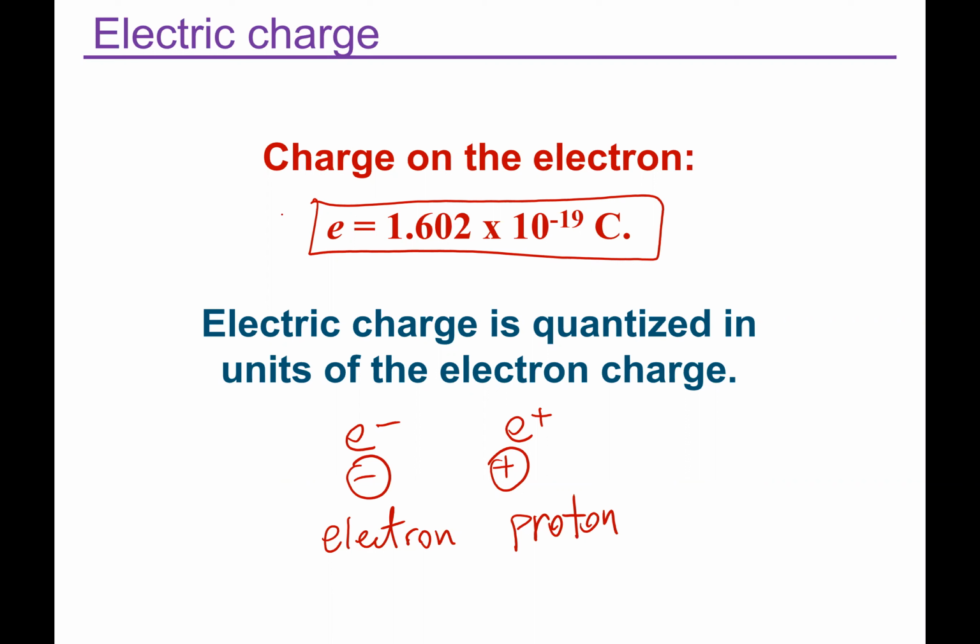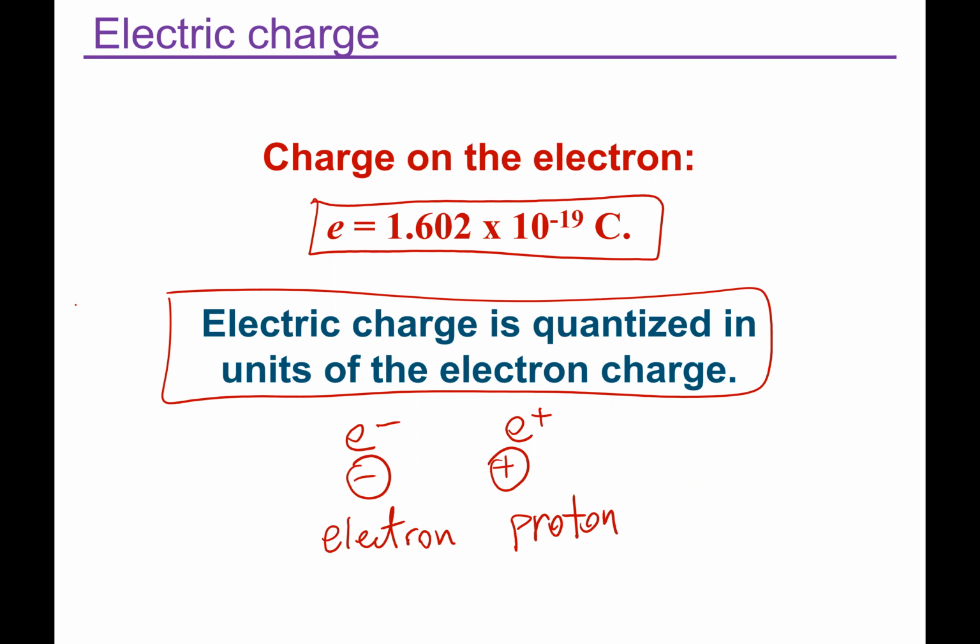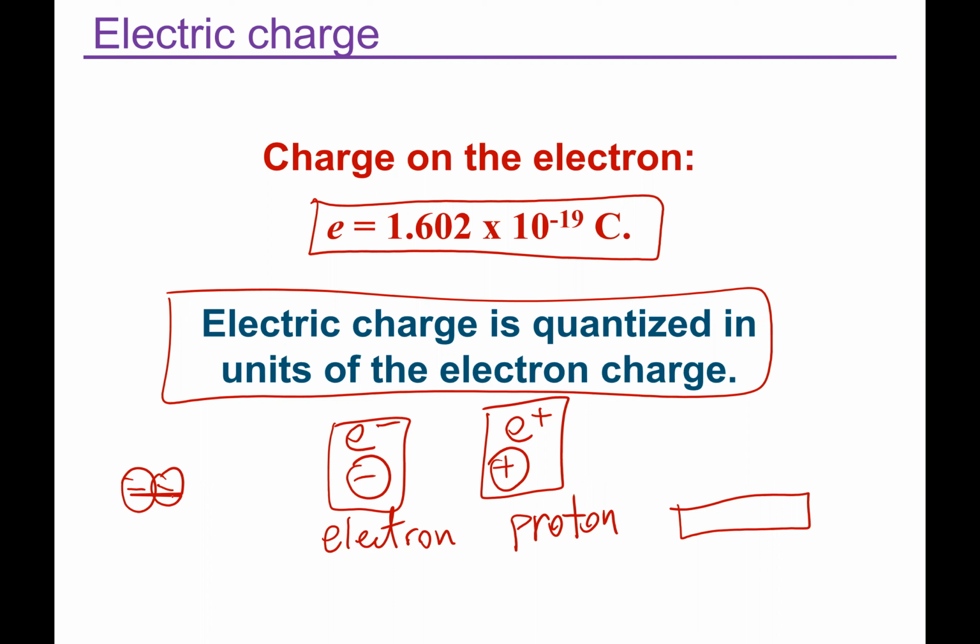Now, this sentence says that electric charge is quantized in units of the electron charge. That means an object has an integer number of those electric charges. The smallest charge you can have is either one electron or one proton. The next one will be 2 electrons or 2 protons, and then 3 electrons.